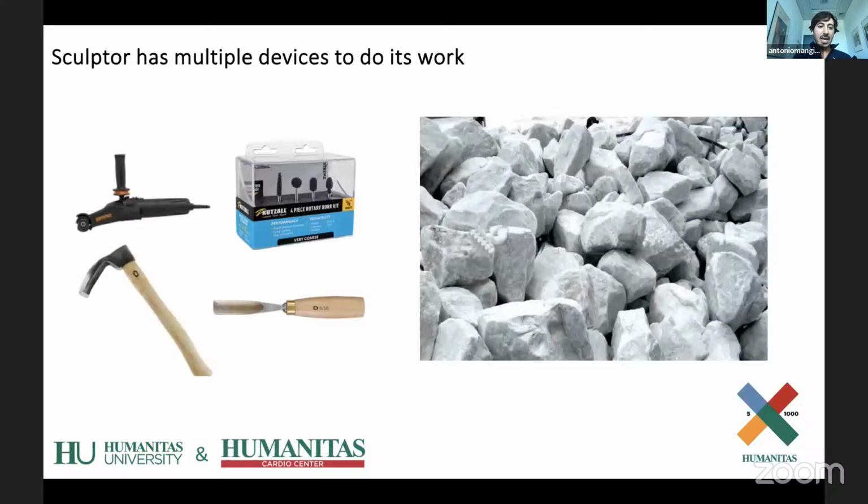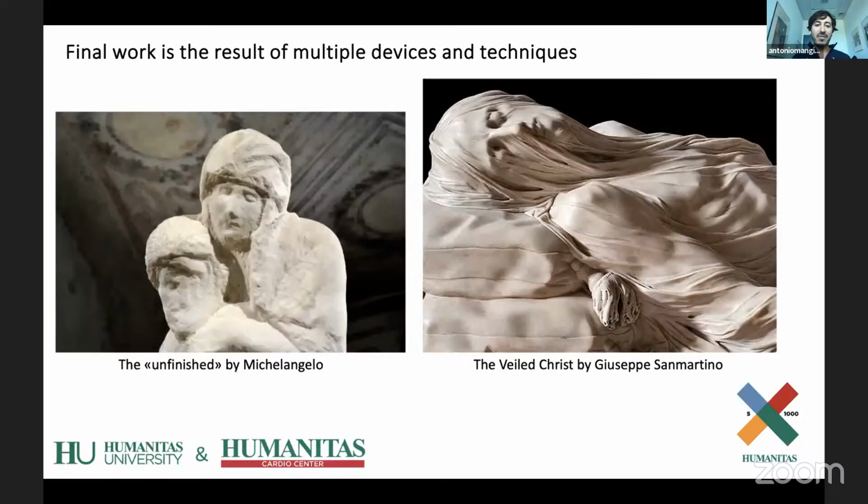I want just to start, I'm Italian, we are a little bit artistic, and you know that the sculptor has multiple devices to do its work. And sometimes the final work is the result of multiple devices and techniques that you can utilize. You see that these are two masterpieces, one from Michelangelo and another one by Giuseppe Sammartino, and the level of details in this case is completely different, maybe because they had utilized different tools.